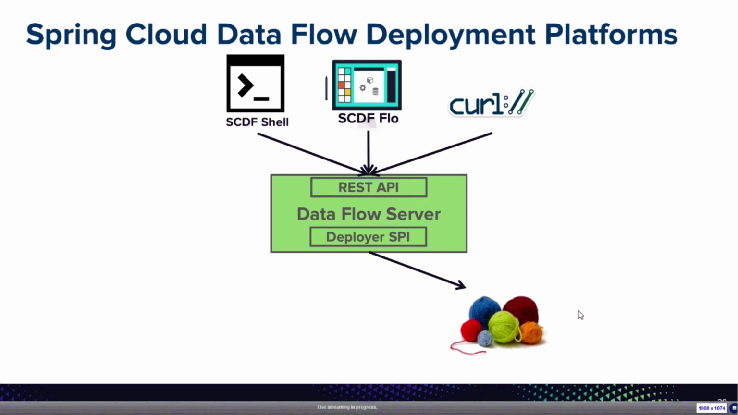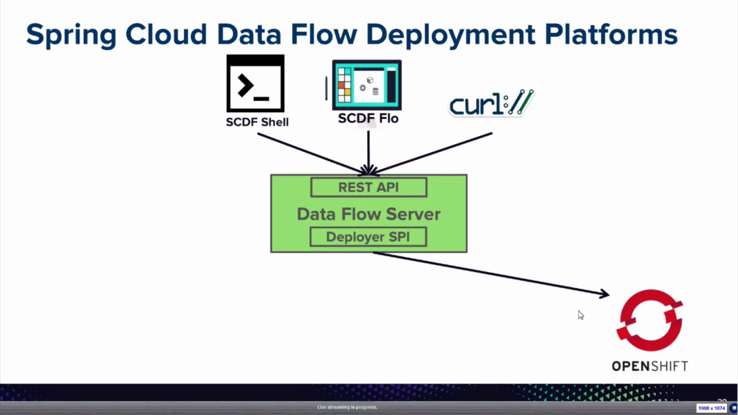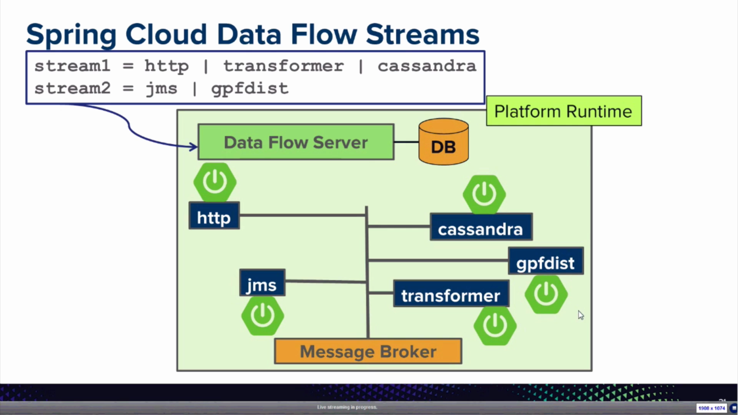Let me just pass through that. So here's an example now of how this would look. You can see two stream definitions. For example, the first one is HTTP Transformer Cassandra, and you can match those to boot apps at the bottom here in the diagram, and they're communicating over the message broker. The database shown here is really where we're storing these stream definitions and also task definitions. And the runtime could be, again, any one of the ones we mentioned earlier.